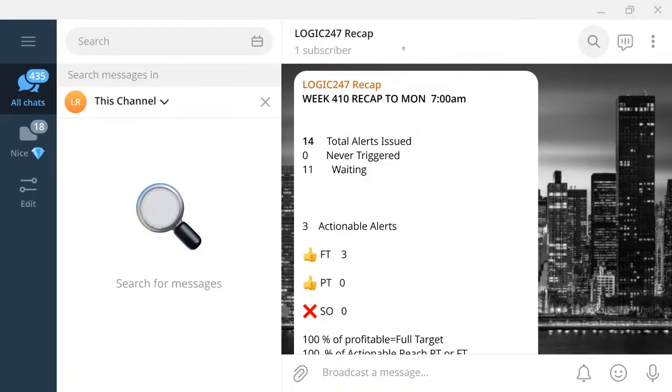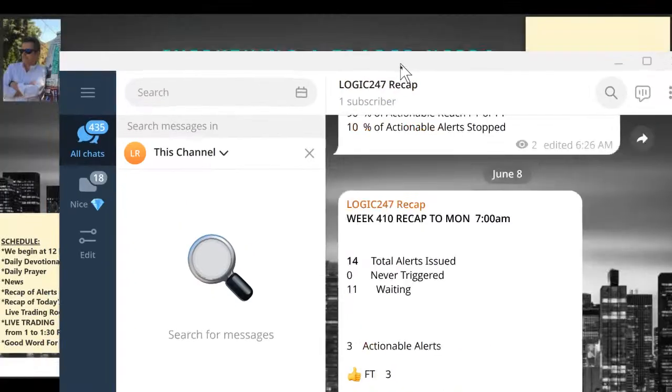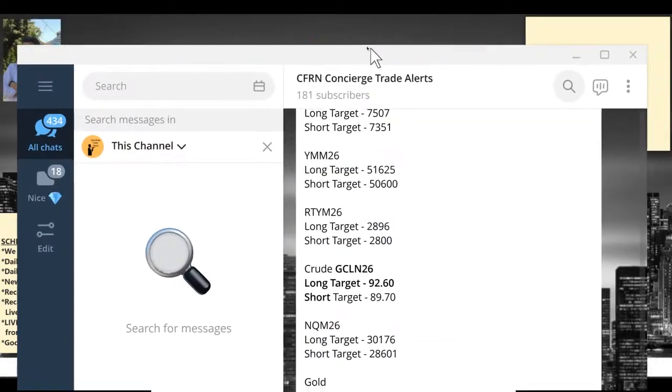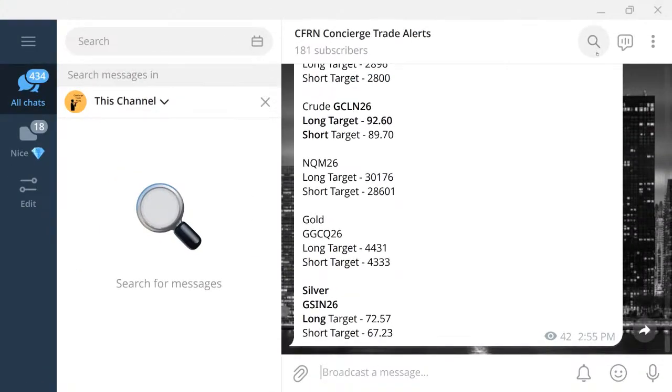410 weeks is a long time. It's over 7.5 years. But years before we introduced Logic 247, we had our original alert service, the concierge trade alerts. And they're different in a lot of different ways. For the purpose of this discussion, we'll just say this.